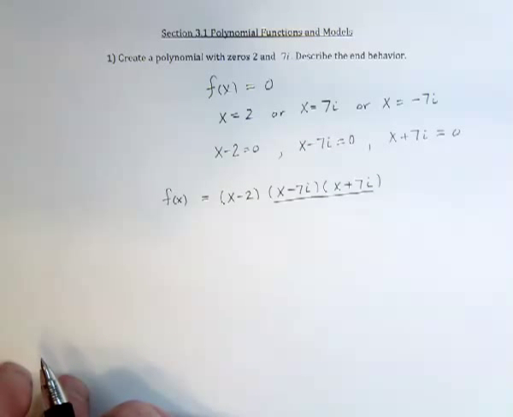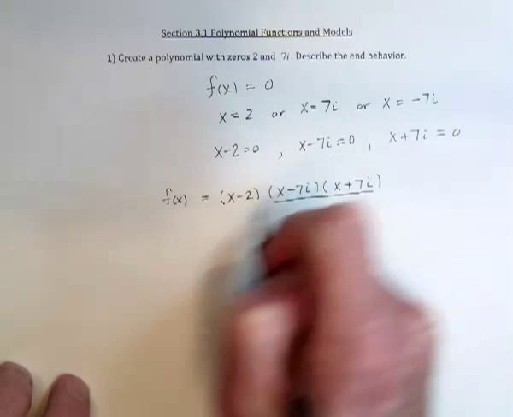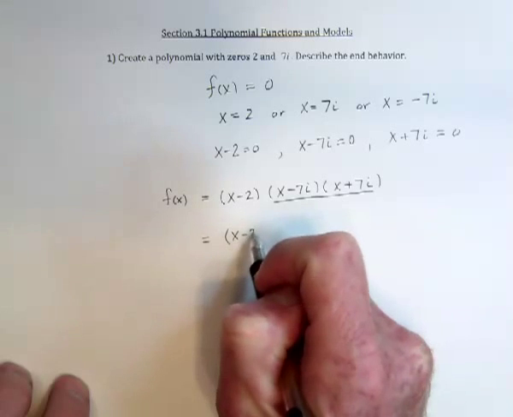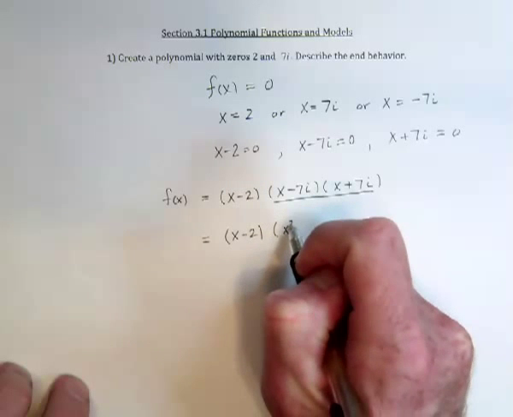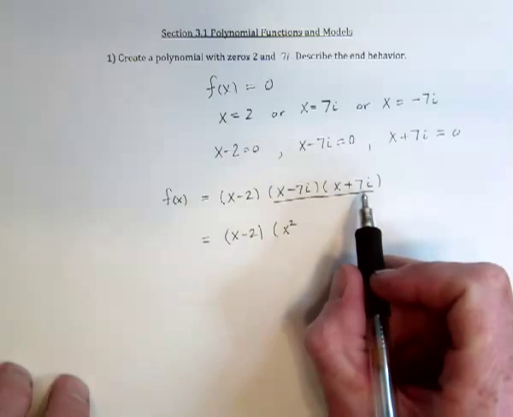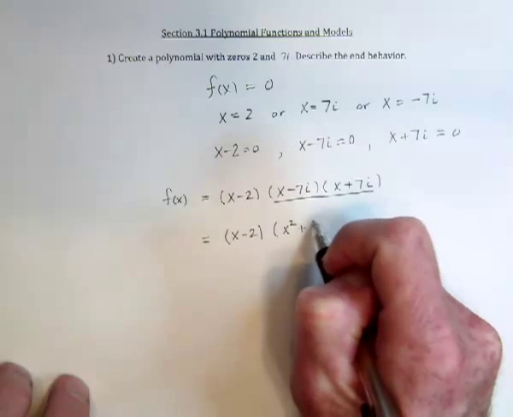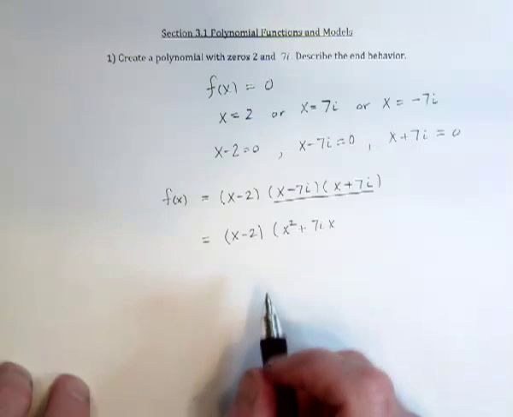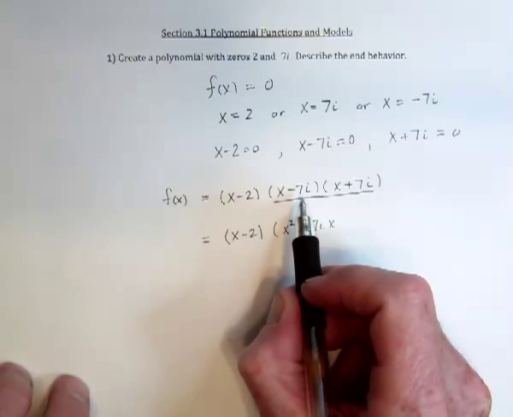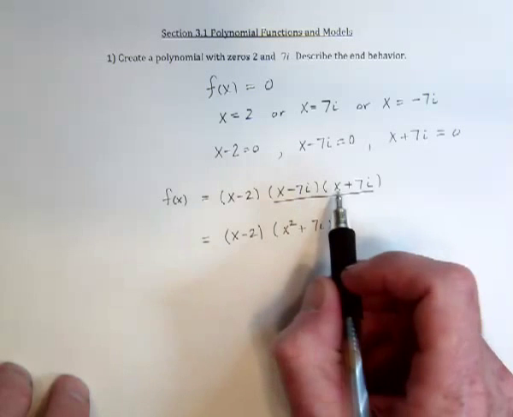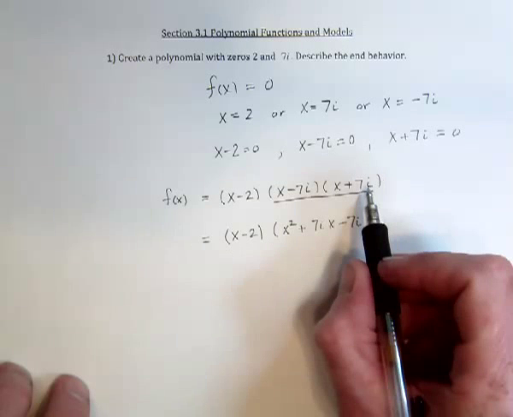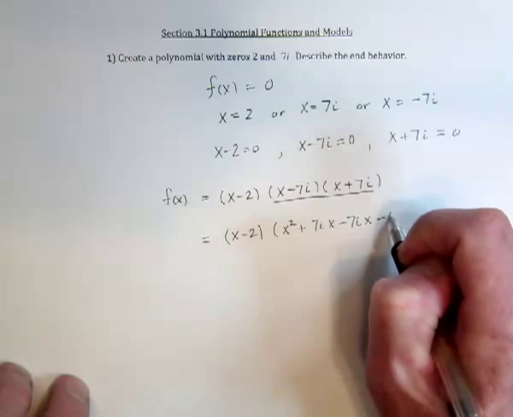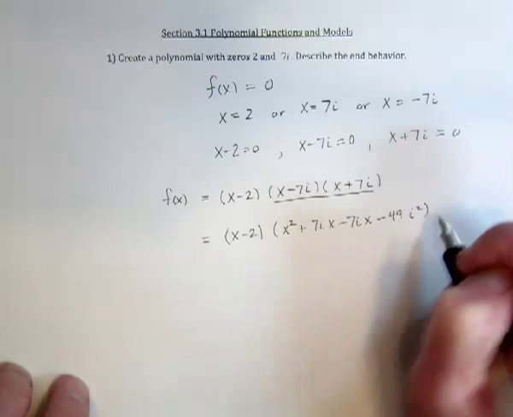With these two being conjugates of each other, it's easiest to multiply these first of all. So if I distribute the x, I'll have x times x, which is x squared. I'll have an x times a positive 7i. And now distribute this negative 7i. So it'll be a negative 7i multiplied with x. And a negative 7i multiplied with a positive 7i is negative 49i squared.